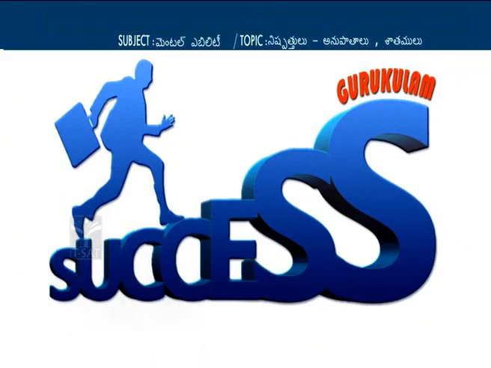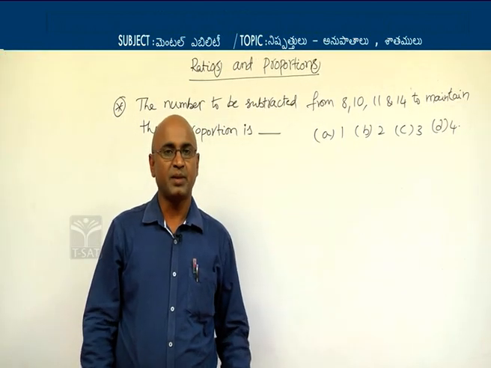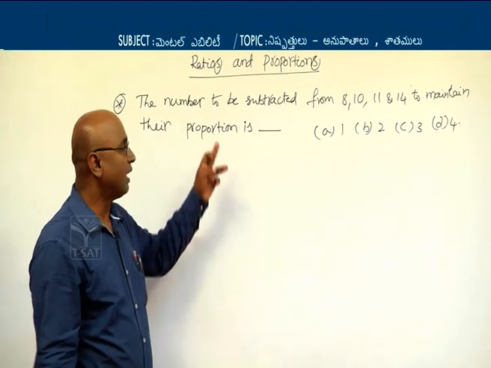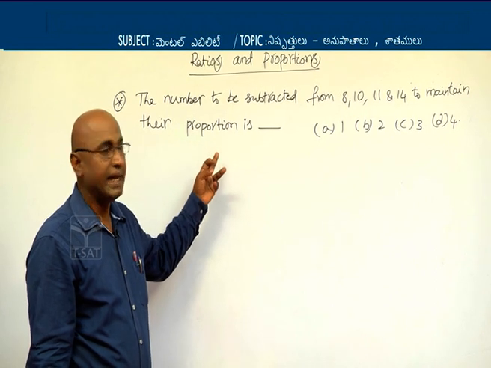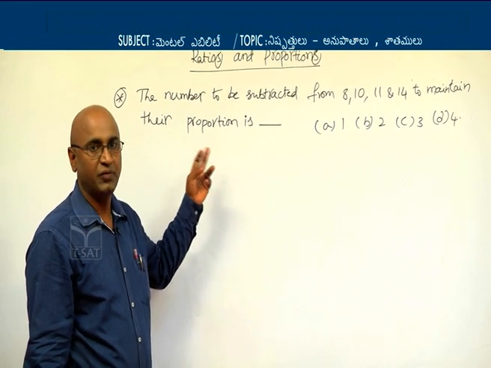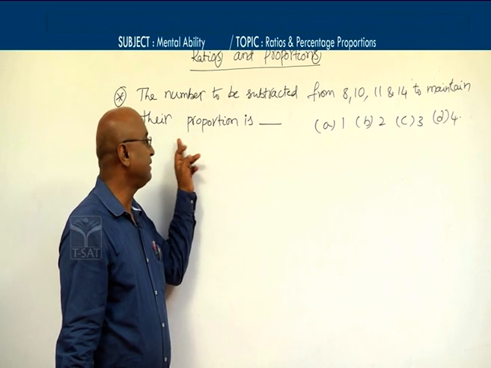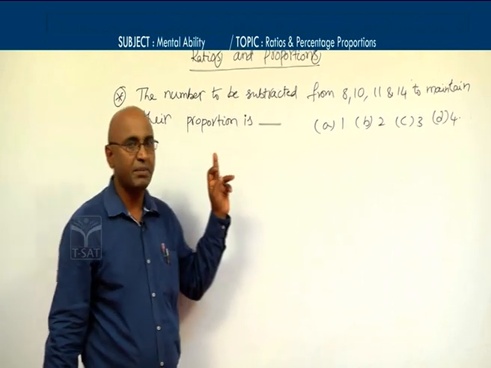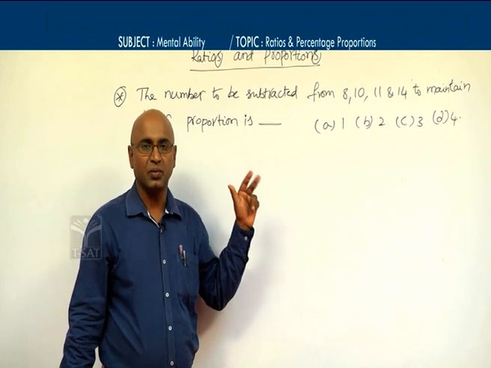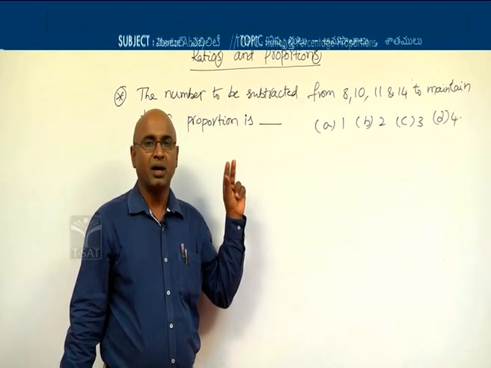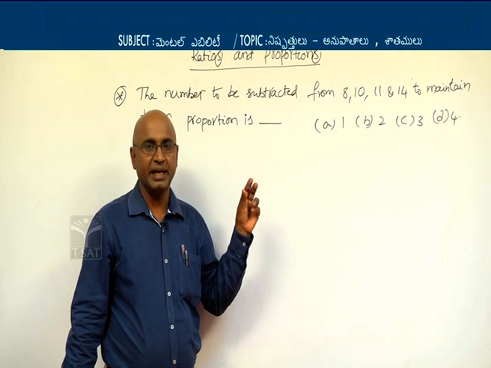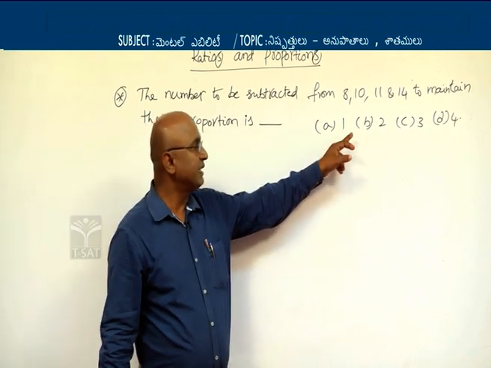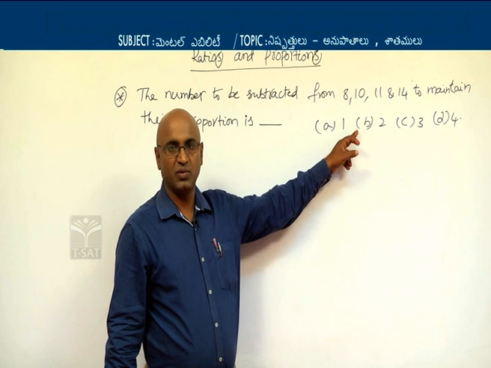The next problem: the number to be subtracted from 8, 10, 11 and 14 to maintain their proportion is. For the numbers 8, 10, 11, 14 to be in proportion, they ask which number, when subtracted from each of these numbers, keeps them in proportion.